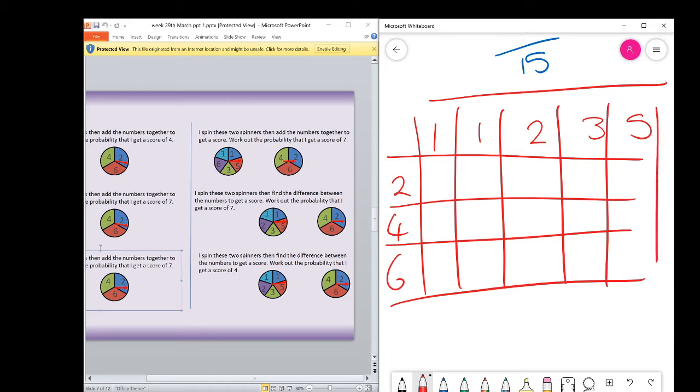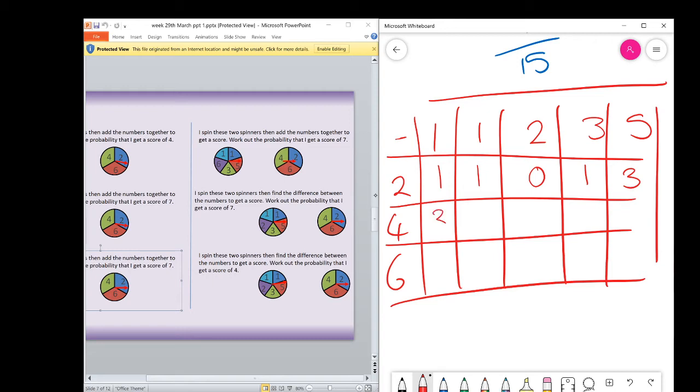It is another, I spin it and find the difference. So this time, again, I'm glad I read, it's a subtraction. So I'm finding the difference between them. The difference between 2 and 1 is 1. The difference between 2 and 1 is 1. Difference between 2 and 2 is 0. 2 and 3 is 1. 2 and 5 is 3.